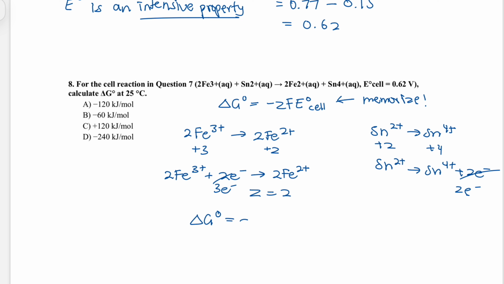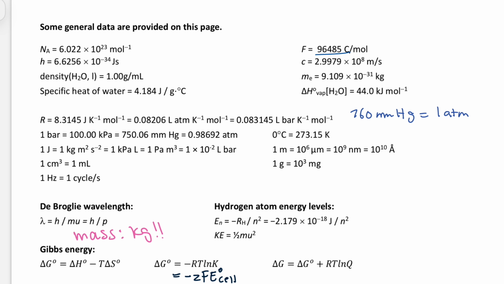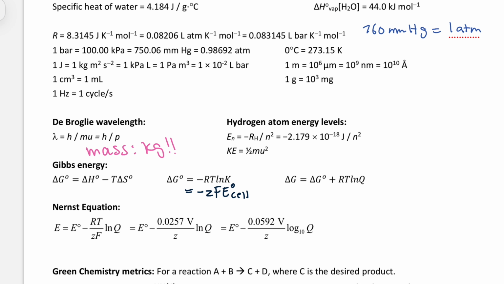Okay, next question 9. For the same cell reaction, calculate the equilibrium constant K. So this is pretty simple. We just have to use a different formula. And this one, thankfully, is on the formula sheet. So we need one with K, and it's right over here in this equation.